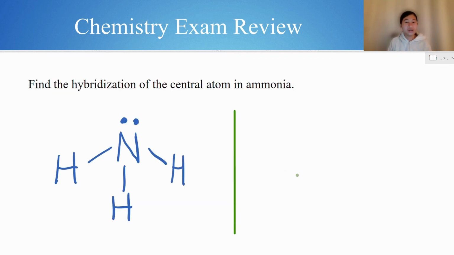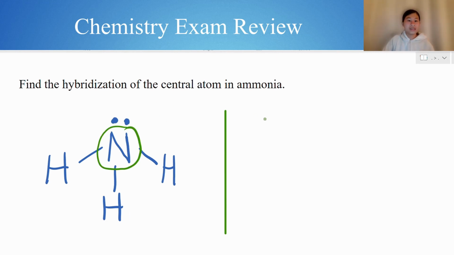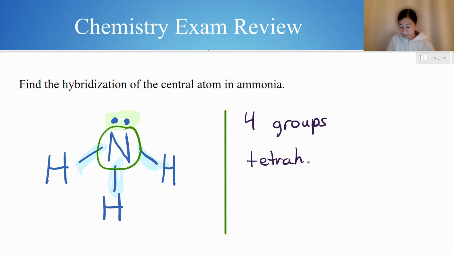Find the hybridization of the central atom in ammonia. The hybridization is based upon the number of groups around the central atom, and is based upon the electron pair geometry, so counting the number of bonds and the number of lone pairs. Nitrogen has 3 bonds and 1 lone pair, and adding these groups up, that is 4 groups. Now 4 groups makes a tetrahedral electron pair geometry, and electron pair geometries that are tetrahedral all will have a hybridization of sp3.